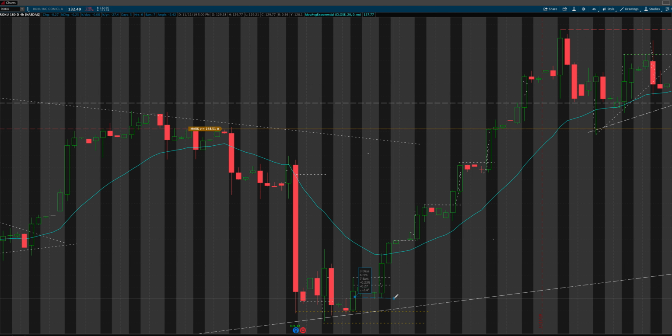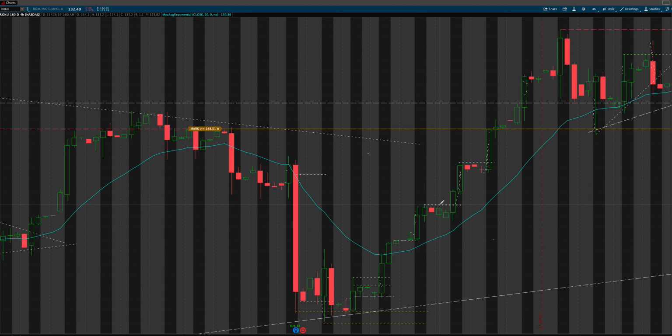It has an area of support, and once it breaks out of its previous lower resistance, you can buy here or you can buy here. This is, I think, safer because you're risking less and you have more potential to the upside.